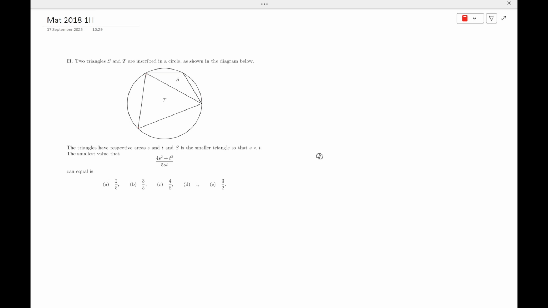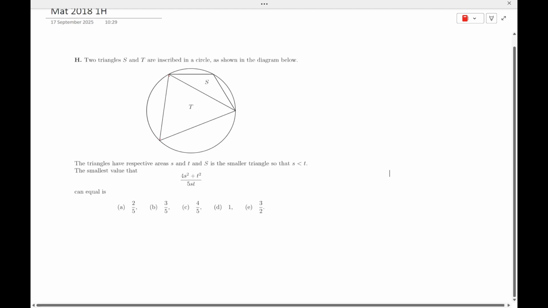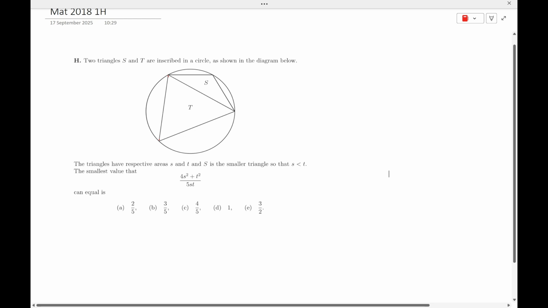So this is a video about the MAT Maths Admissions Test 2018 question 1H from the multiple choice. Now, I find this a really interesting question because when you see the geometry like this, we've got a cyclic quadrilateral, it's really tempting to think this is a very geometric question.